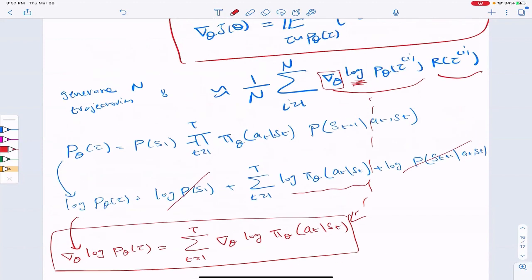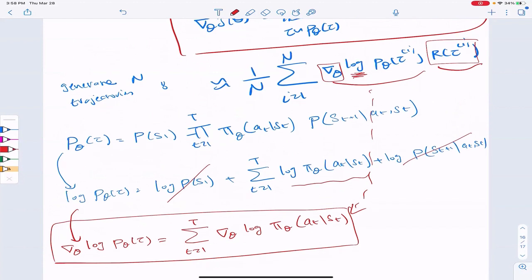So what about the second term? What is the reward for a trajectory? It is simple, right? It is just the sum of the rewards that you have collected along that trajectory. I can write this as the following. This is just the sum of rewards that you have collected along the way for trajectory i from t=1 to T.